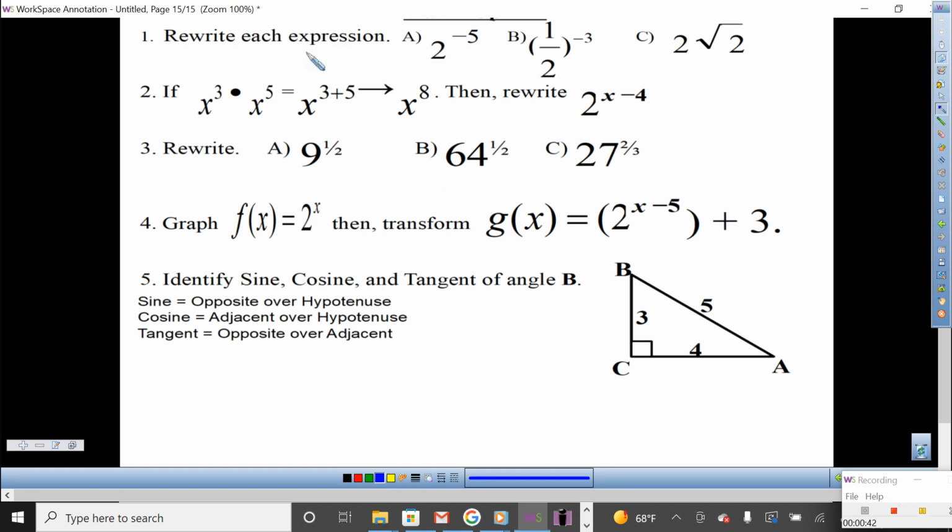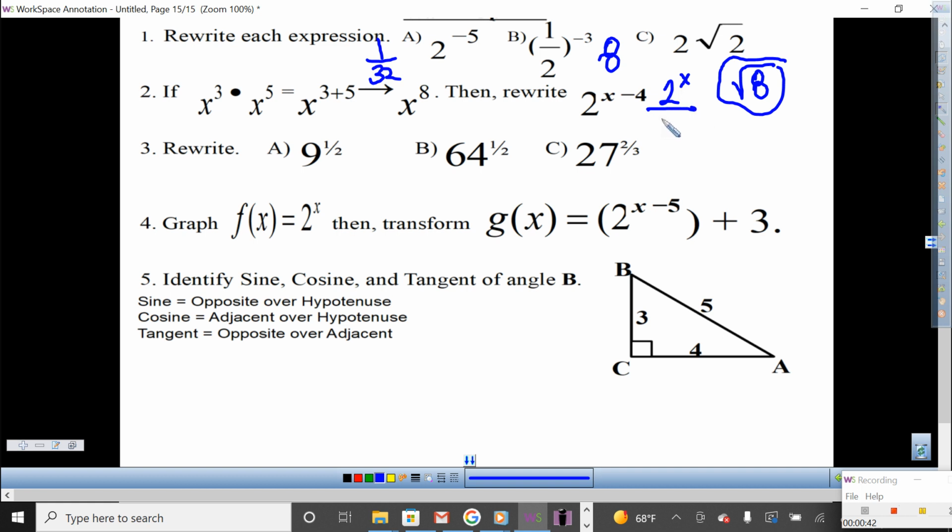All right, here we go. Number 1, A. You should have gotten 1 over 32. Hands up if you got that. Number 2, you should have gotten 8. Hands up if you got that. Okay, good. 1C, this was a 4 inside, so this is square root of 8. Hands up if you got that. Okay, good. Number 2, 2 to the x minus 4 is the same as 2 to the x over 16. Hands up if you got that. Okay, good.